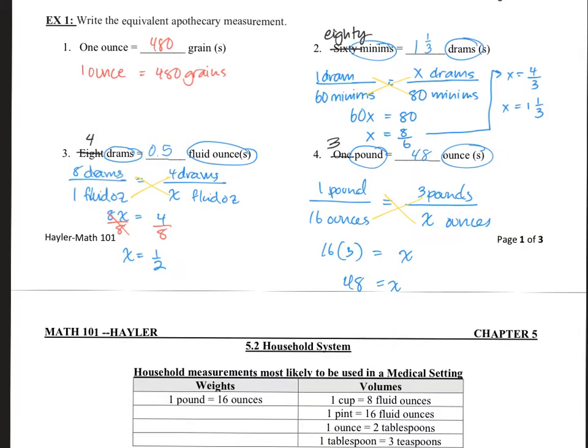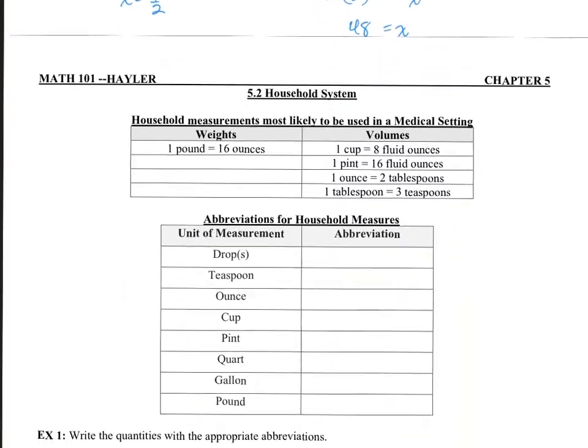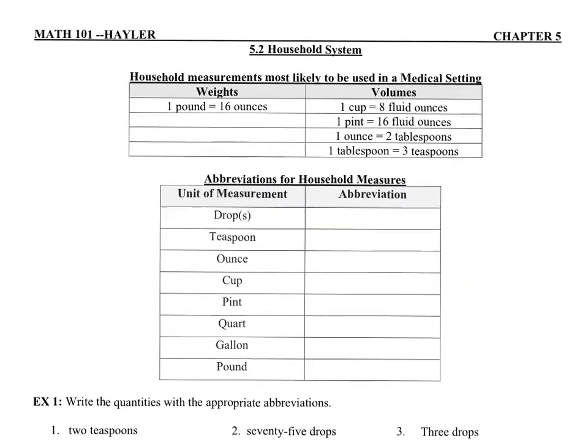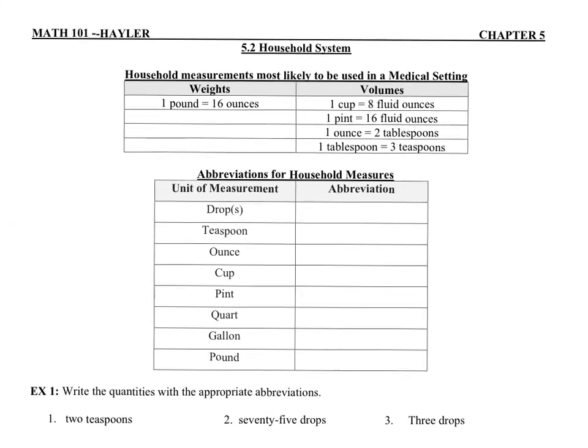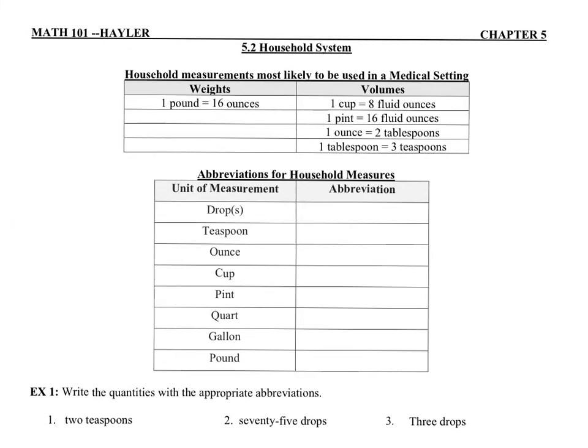All right, so now moving along, household systems. Just like the name sounds, these are the systems that you normally see in the house. Most of the time I would think of things like baking; these are the measurements that you tend to use when baking. These are the following household measurements that are most likely to be used in a medical setting.